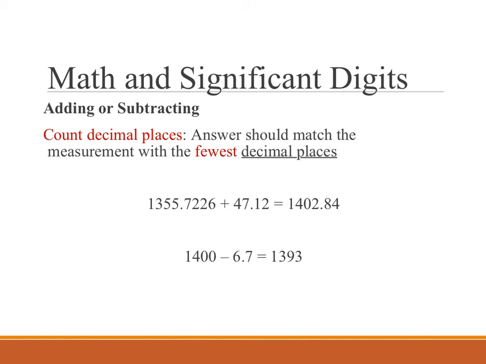When you're adding or subtracting, then, the rule is to count the decimal places of the numbers that you're working with, and your answer matches whatever measurement had the fewest decimal places in that equation. So if we look at these two examples here, we're adding a fairly large number with 4 decimal places to a number with only 2 decimal places, and so the correct answer is only allowed 2 decimal places.